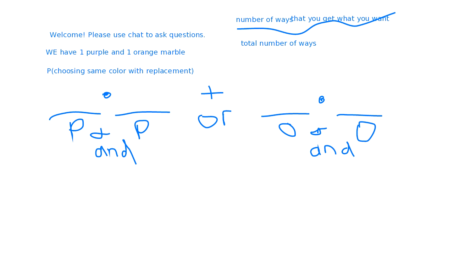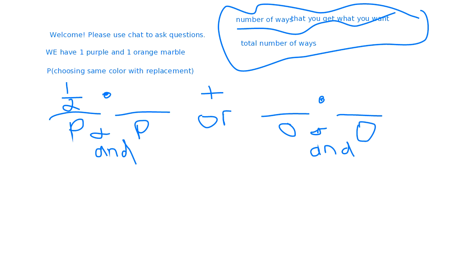Well, there's one purple out of two marbles. All right, so again, this is the definition of probability up here. It's kind of messy, but it's the number of ways you get what you want. We get one purple. There's only one way to get a purple over the number of total marbles, which is 2. So you're going to put it back. So you still have 2 marbles, so the chances you get a purple is 1/2.